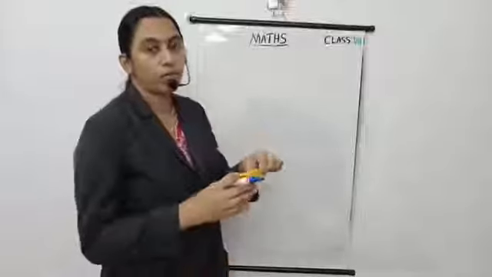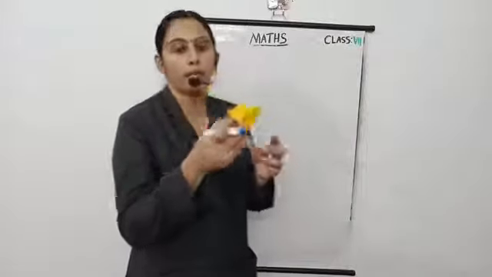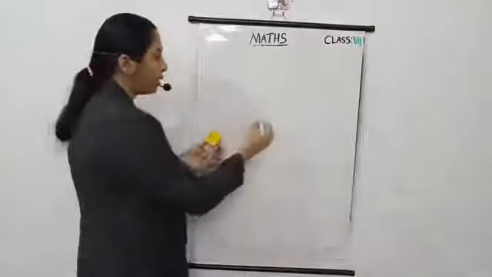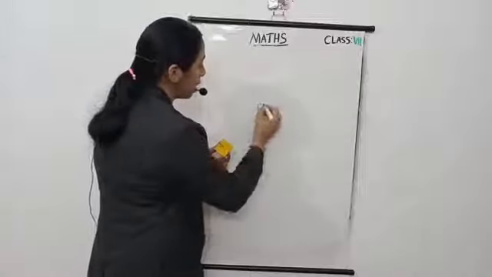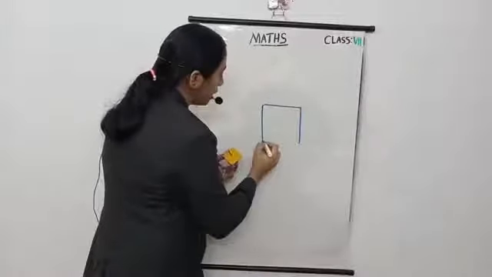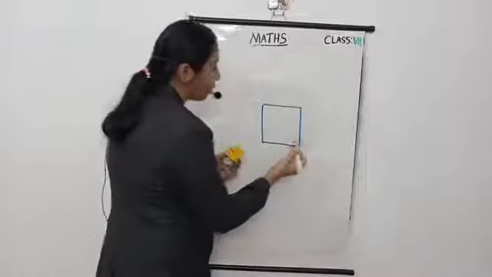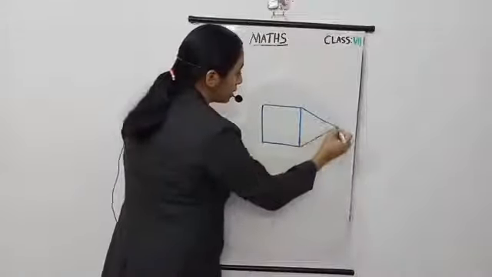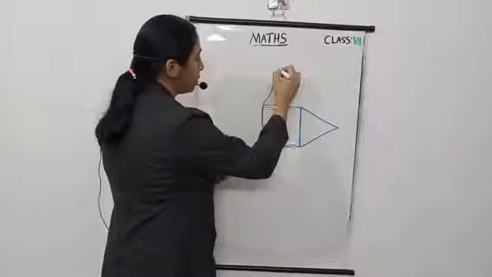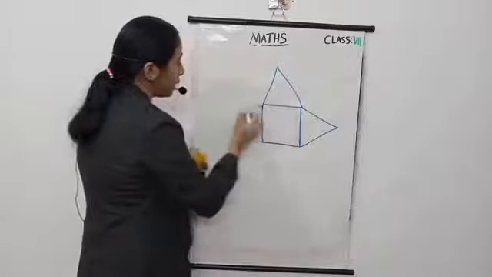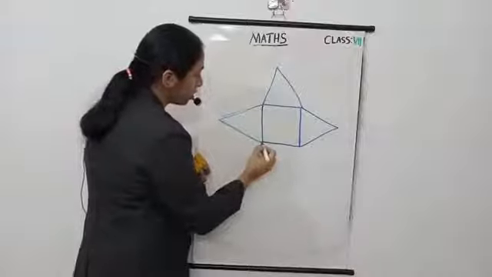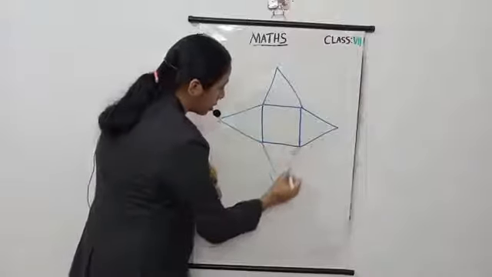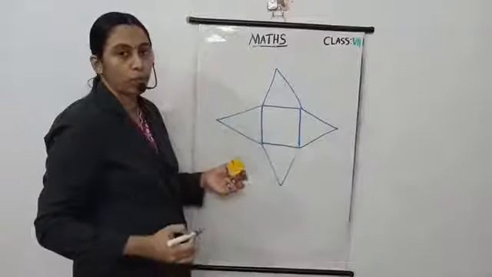Now net of a square pyramid. If we take a square pyramid, then its base is square. So its net contains a square shape. Then its 4 sides are triangles. So its net is like this. So this is a net of a square pyramid.